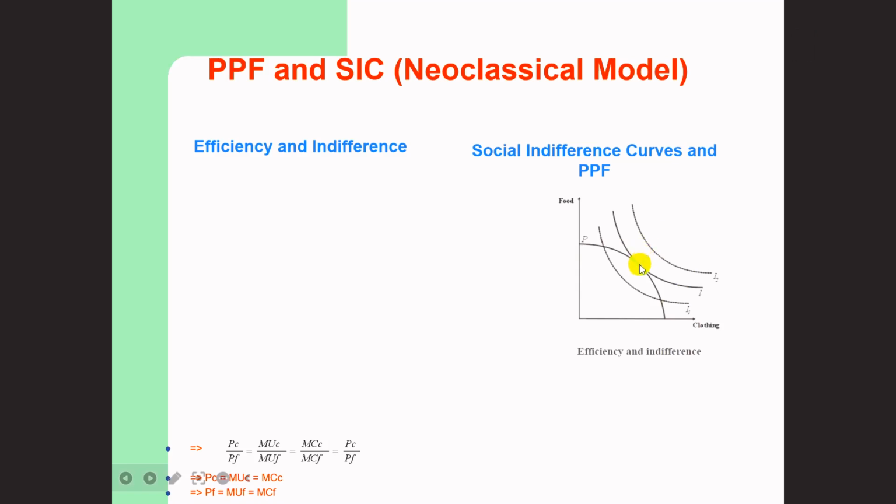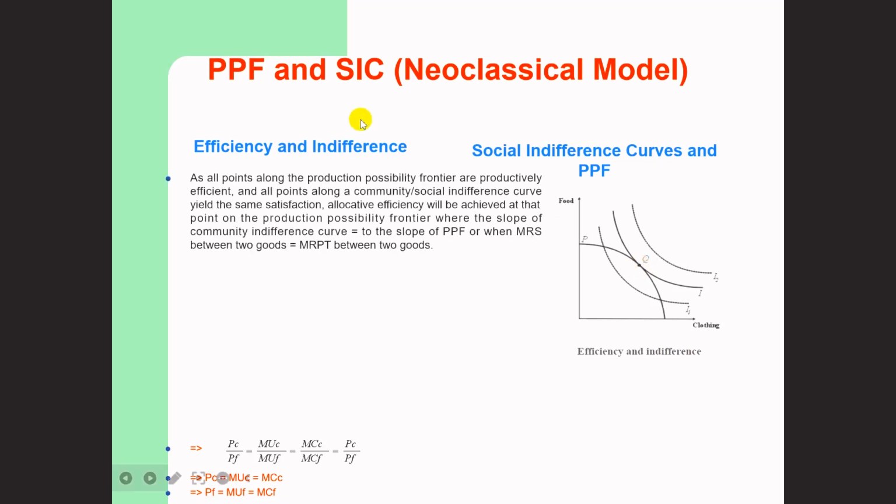So in this situation, this is the only point where the economy is productively as well as allocatively efficient. So the question is how. I'll explain this with the help of these points. As I mentioned, all points along this production possibility frontier are productively efficient. These are also known as technically efficient points, and all points along the community or social indifference curve yield the same level of satisfaction.